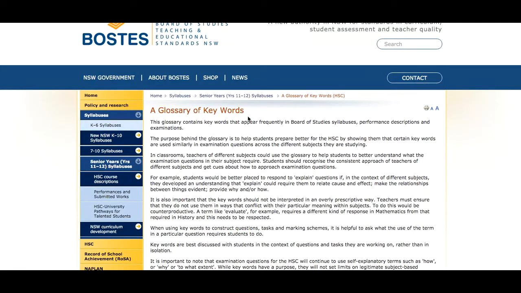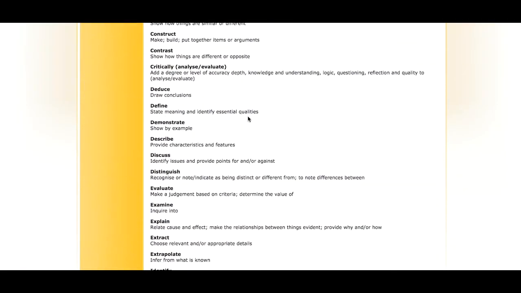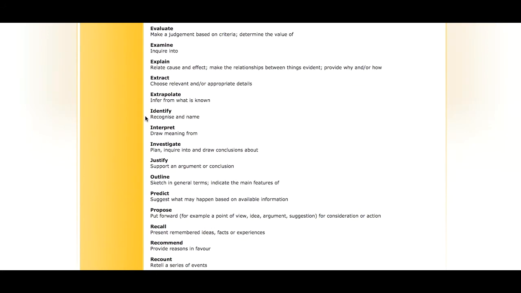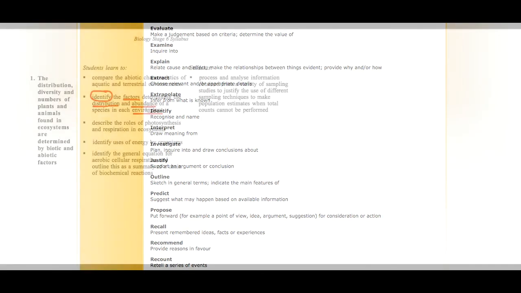So when they say each environment, they're referring to aquatic and terrestrial environments, which you can see in the previous dot point. Okay, so we first want to understand what the verb identify means. So if we go to the Bostes website, the glossary of keywords, and scroll down to identify, we can see that it means to recognize and name. So what this dot point is asking us to do is to recognize and name any factors which can affect the distribution and abundance of species in aquatic and terrestrial environments.